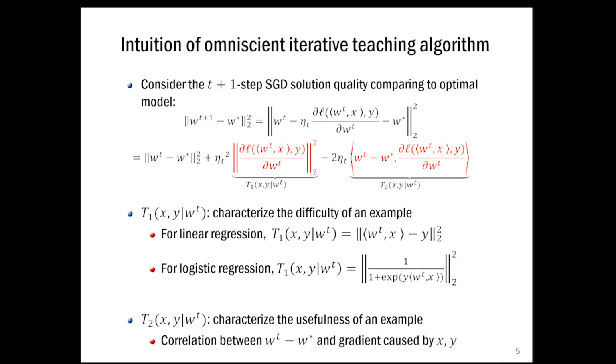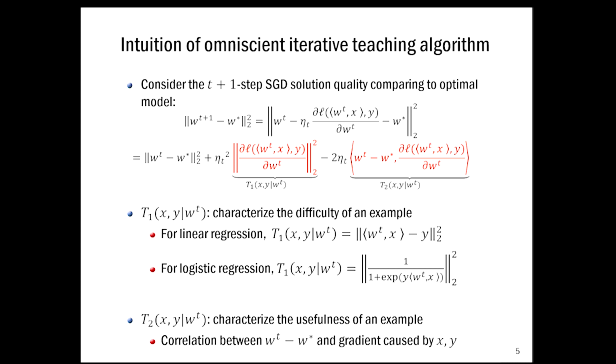And then if you look at the distance between the student's model after one update and the teacher model, this comes from the stochastic gradient update. You can decompose the error into a few terms. The first term is going to be computing something like the difficulty of the example. So how far away is the student's prediction from the true label, or the confidence level of the student in this case, if it is a classification.